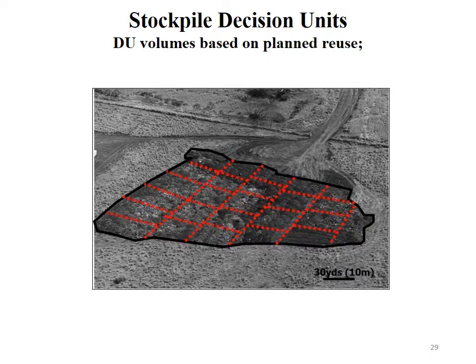reuse of that soil. So in this particular example, the amount of soil or the size of the DU is based on the amount of soil that would go in a worst case scenario in the top 6 inches in a residential lot. So that was the DU volume, 6 inches deep. So that each one of these were then sampled for that DU size and depth to characterize the stockpiles that were dumped here.